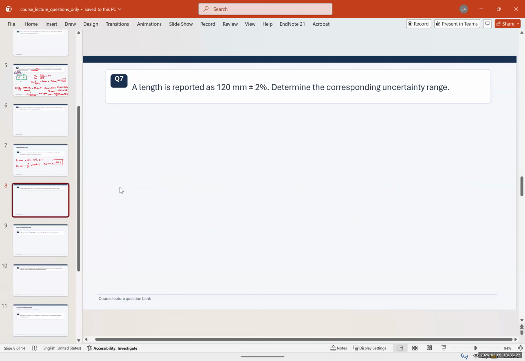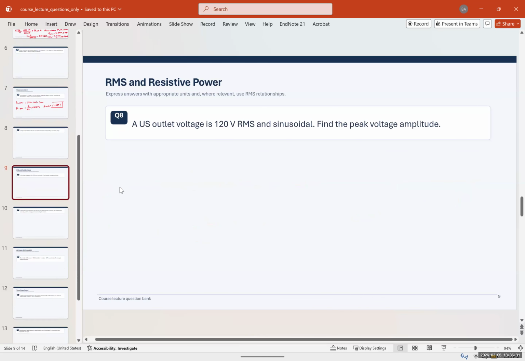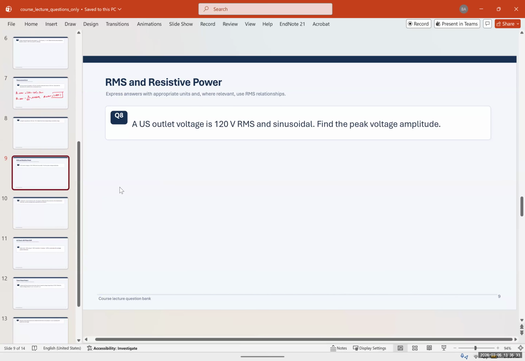Now, let's start with average power. Let's go to RMS values and sinusoids. Let's start with the easy one.